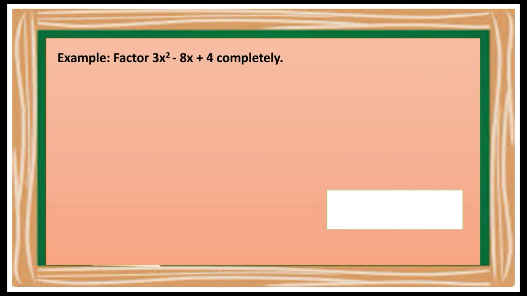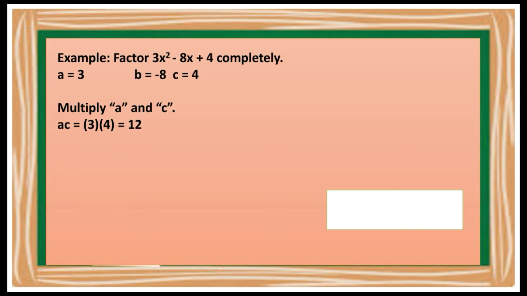Let's say, for example, you are tasked to factor 3x squared minus 8x plus 4 completely. In this expression, the value of a is 3, the value of b is negative 8, and the value of c is 4. The first step is to multiply the value of a and c. The value of a is 3 and the value of c is 4, and the product is 12.